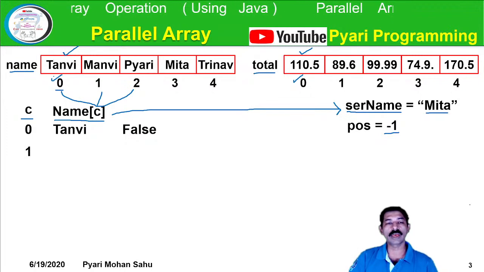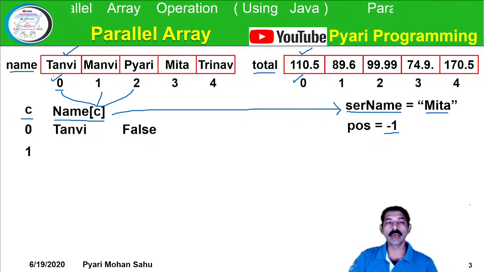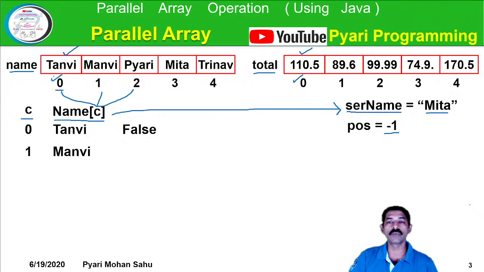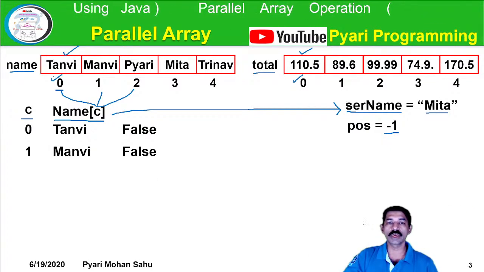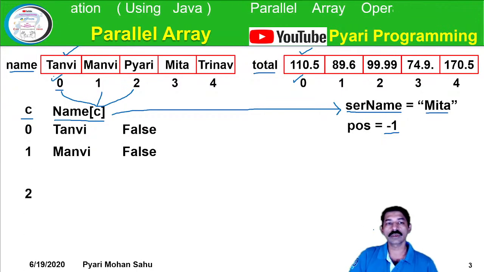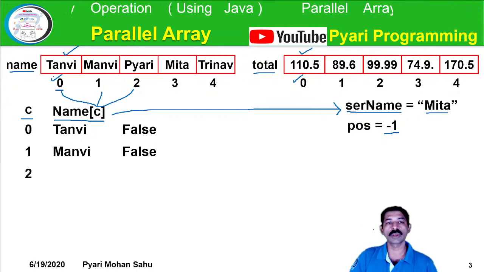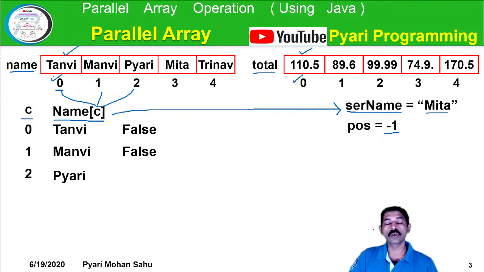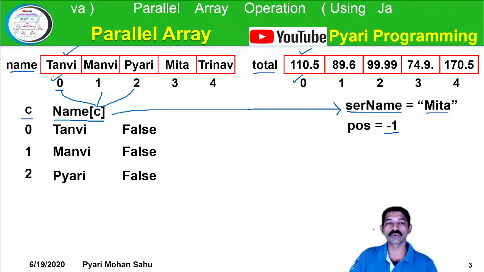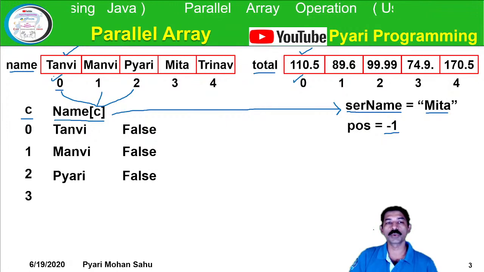Now we'll move to the next index position, that is 1. Now name of 1 position contains your Manvi, which is again not equal to your Mita, that is your searching name. So that's why it is false. Now I will move to the next index position, that is 2. Now in index position 2 I have Pyari, which is not equal to Mita, so that's why it is false.